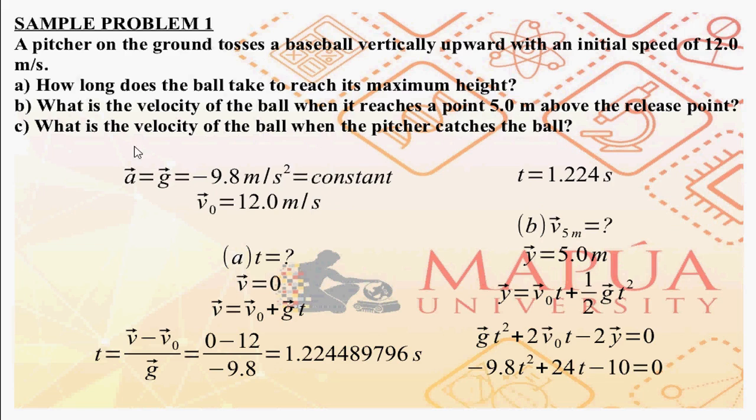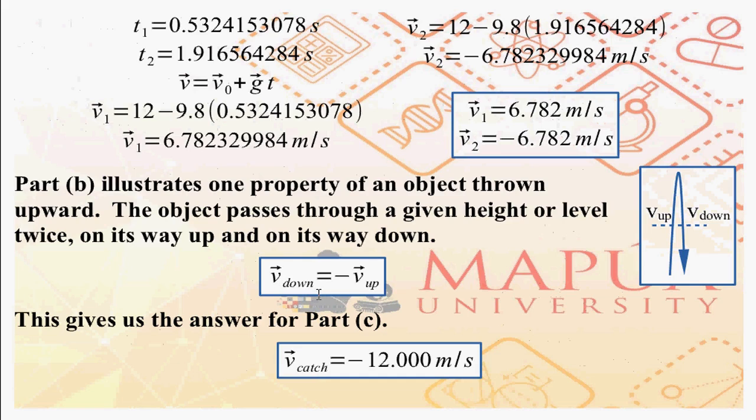Part C, what is the velocity of the ball when the pitcher catches it? When the pitcher throws the ball upward, it has a velocity of 12 meters per second. When the pitcher catches the ball, so the ball goes back to the original position, it's now going down. V down is equal to negative V up. V catch is equal to negative 12 meters per second.